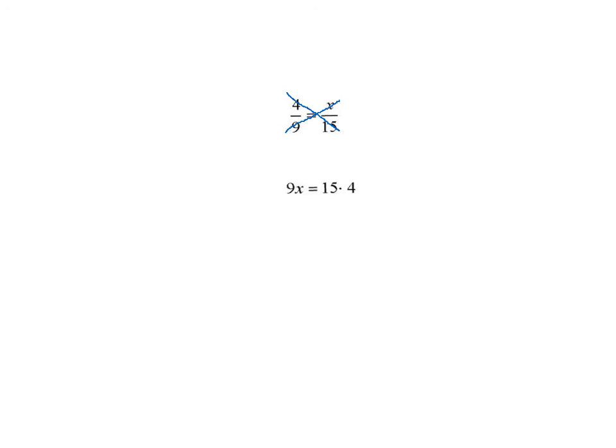In order to solve that, all we need to do is divide each side by 9, and we find that x is 6.67. That technique is known as cross multiplying. So now you have 2 different ways to solve a proportion.